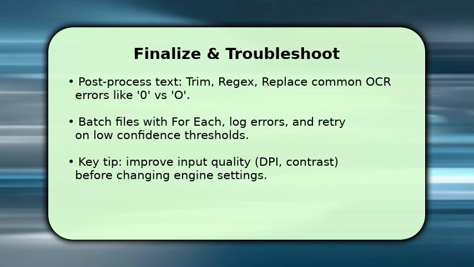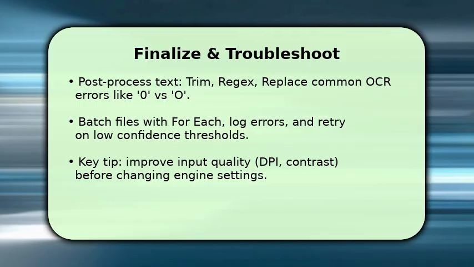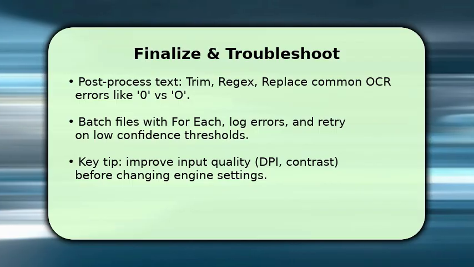To finish, post-process the extracted string. Trim whitespace, run regex to normalize patterns like dates or IDs, and replace frequent OCR misreads, 0 versus letter O, comma for decimal, that sort of thing. Loop files with For Each for batch automation, log results, and implement retries when confidence falls below your threshold.